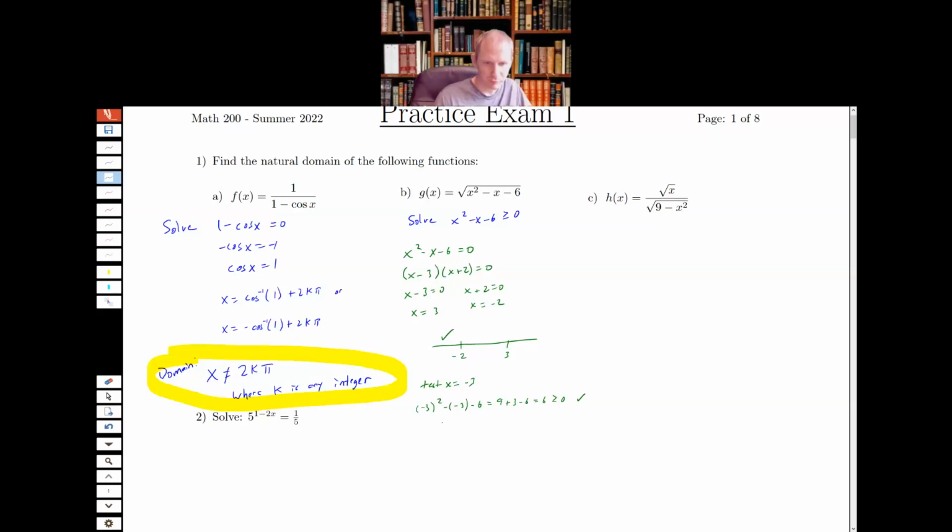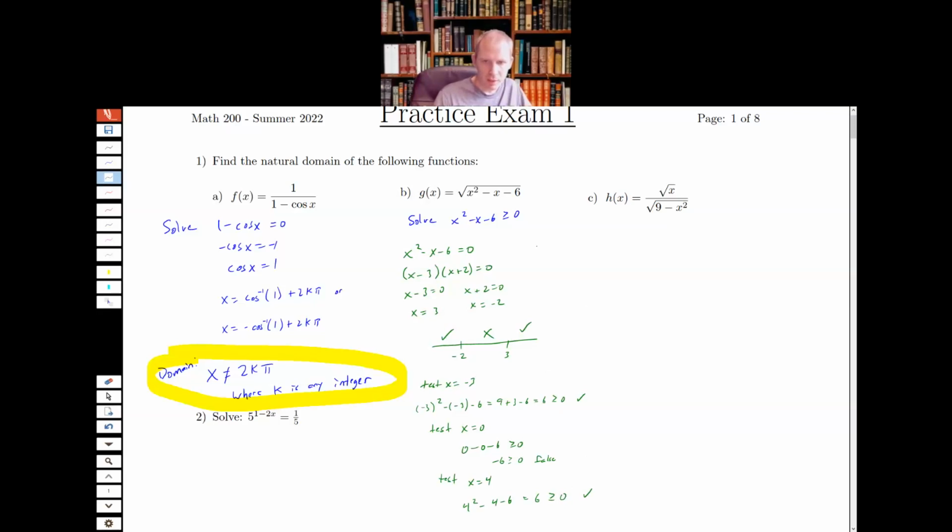Okay. Let's test x equals 0, because that's in between negative 2 and 3. So then I get 0 minus 6 greater than or equal to 0. That's false. So I do not want that interval. And finally, let's test something bigger than 3, maybe x equals 4. Okay, so I get 4 squared minus 4 minus 6. And I think that comes out to 6. That is greater than or equal to 0. So that part's okay. Right?